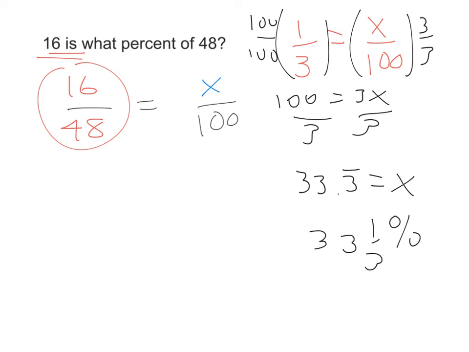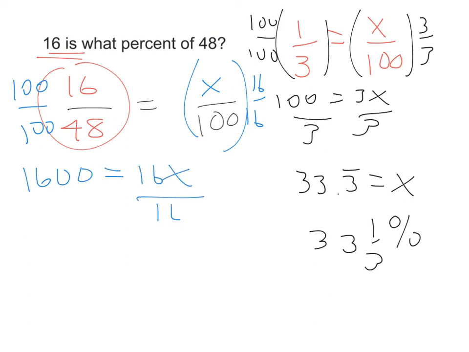If you don't notice that you can simplify, you can simply just multiply, and you will get 1600 equals 16x. Oops, I multiplied something wrong. This should be 48. Sorry about that, 4800. There you go.